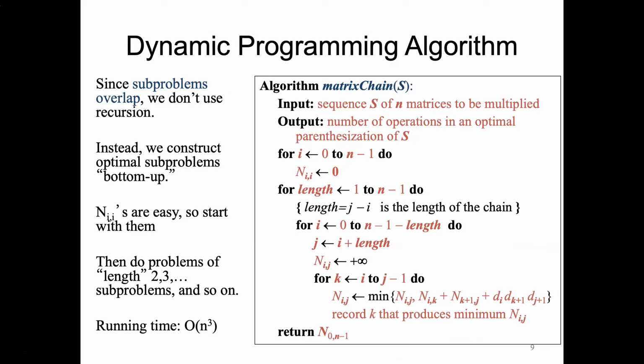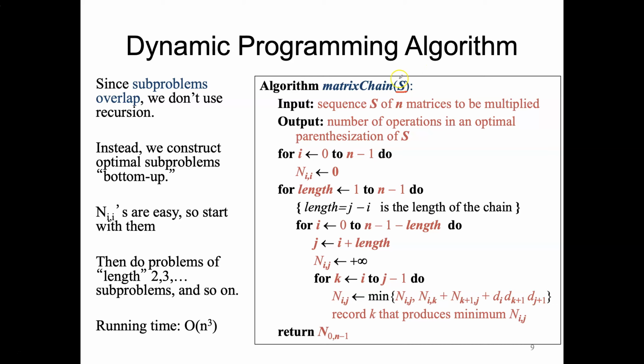Okay, let me show the algorithm for this first, and then we'll do an example. So we have a sequence of n matrices. We want to multiply them all together. Before we multiply them all together, we want to figure out the best parenthesization for them, which is based on the dimensions of those matrices.